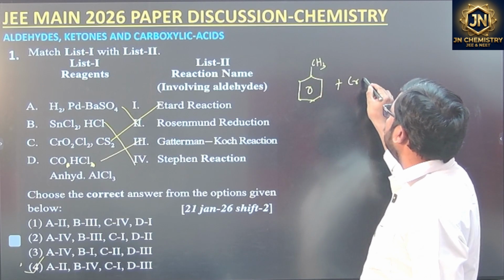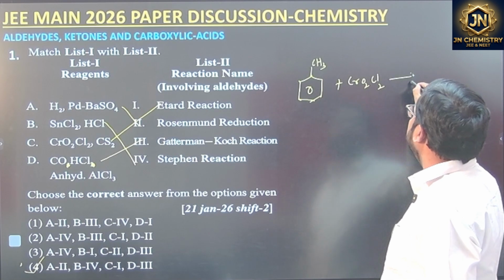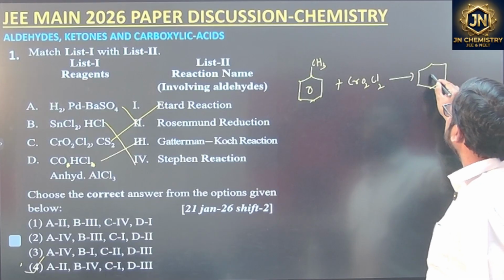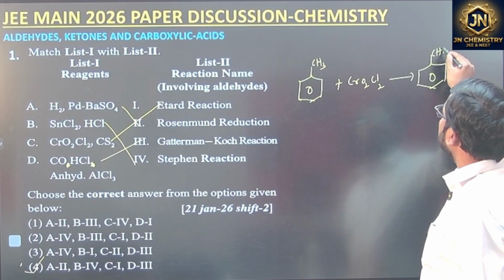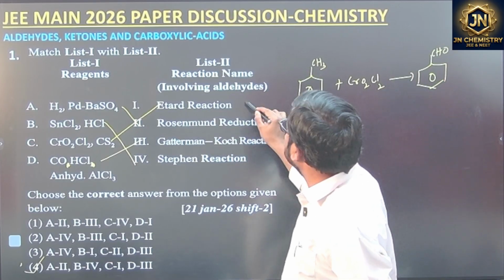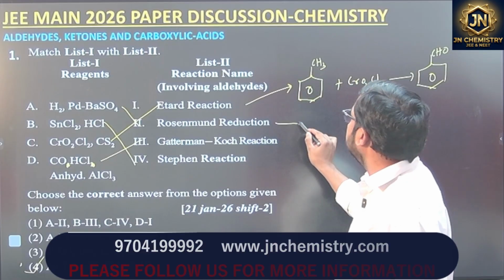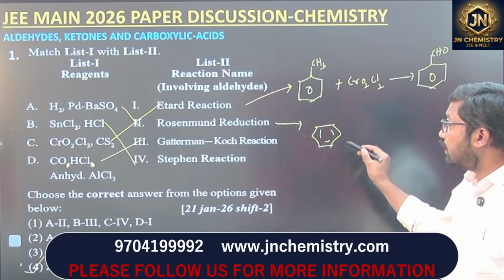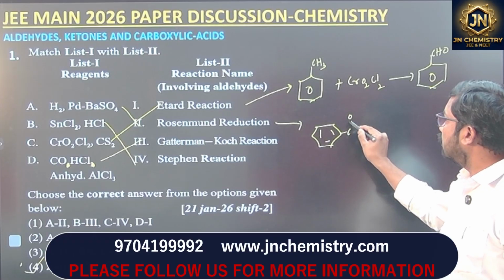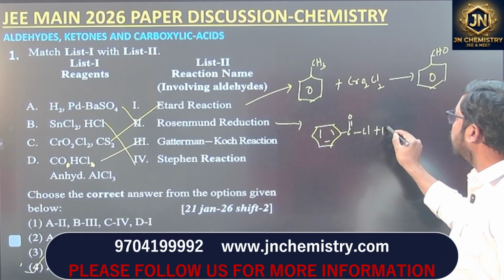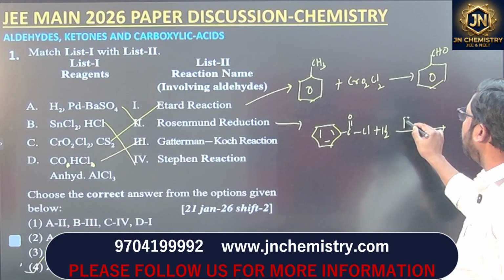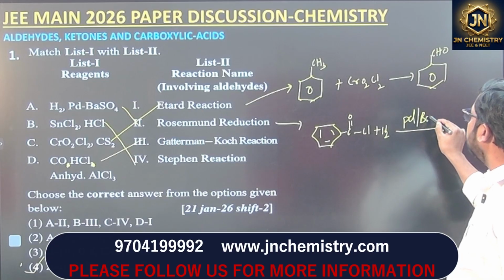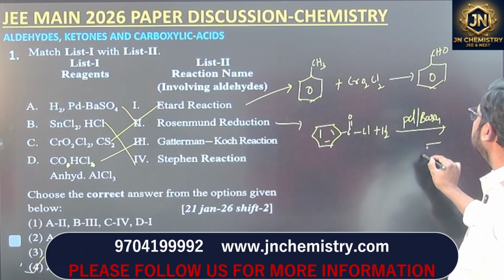Right, Etard reaction: when toluene with CrO2Cl2, we get benzaldehyde. So this is nothing but the Etard reaction. Rosenmund's reaction: benzoyl chloride, reduction with palladium and barium sulfate, we get benzaldehyde.